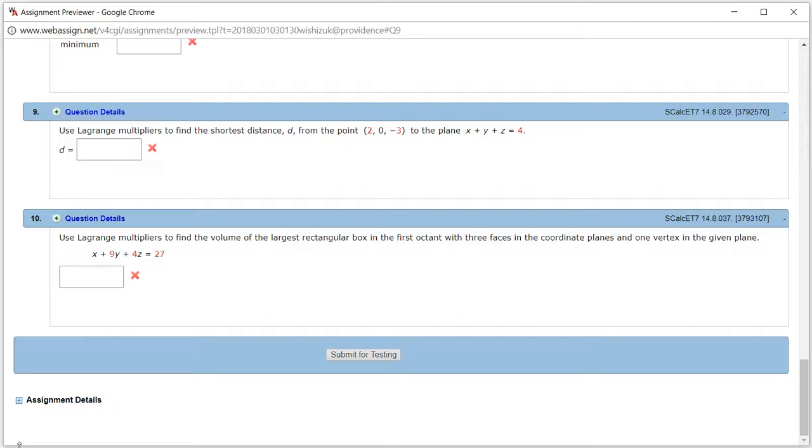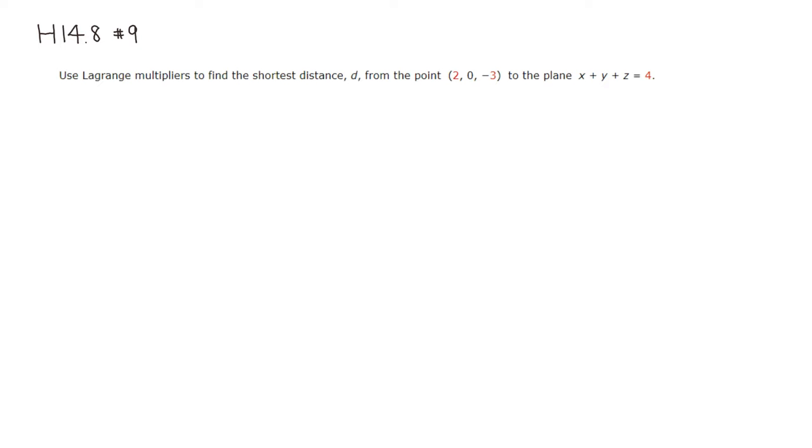All right, let's look at the homework 14.8, problem number 9. We want to use Lagrange multipliers to find the shortest distance from the point (2, 0, -3) to the plane x + y + z = 4. All right, so let's do that.